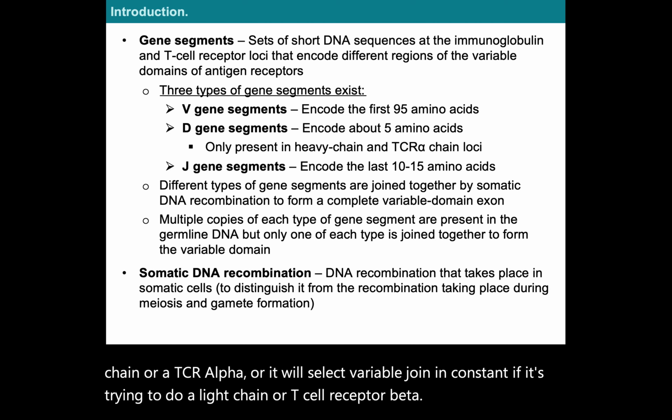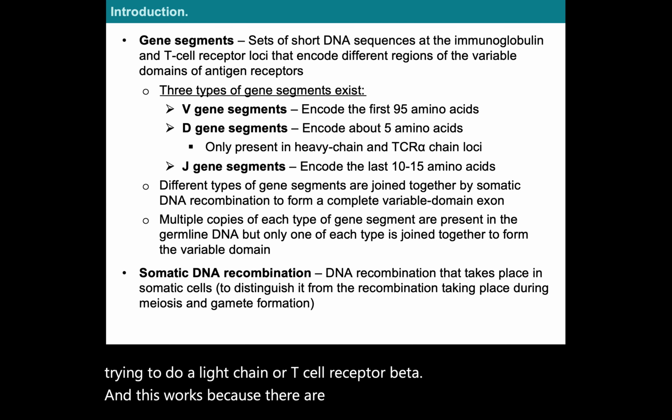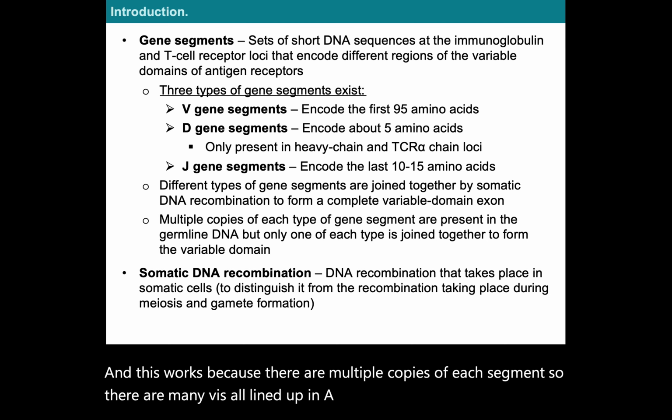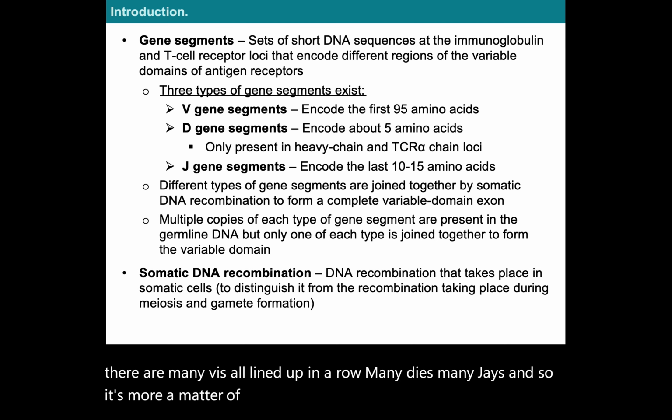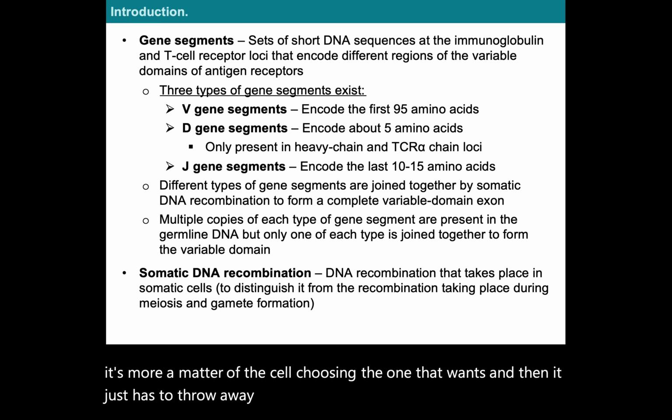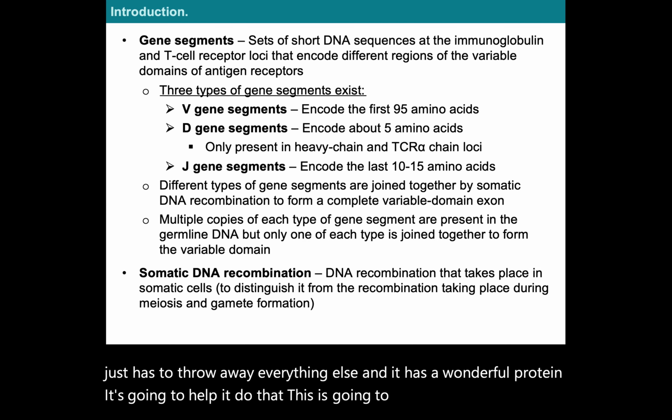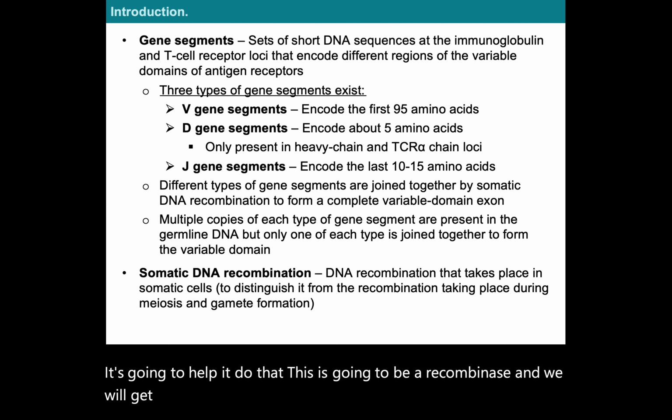And this works because there are multiple copies of each segment. So there are many V's all lined up in a row, many D's, many J's. And so it's more a matter of the cell choosing the one that it wants, and then it just has to throw away everything else. And it has a wonderful protein that's going to help it do that. This is going to be a recombinase, and we will get to that a little bit later.